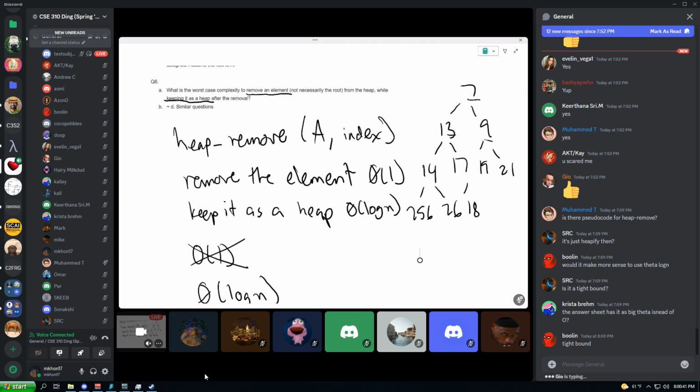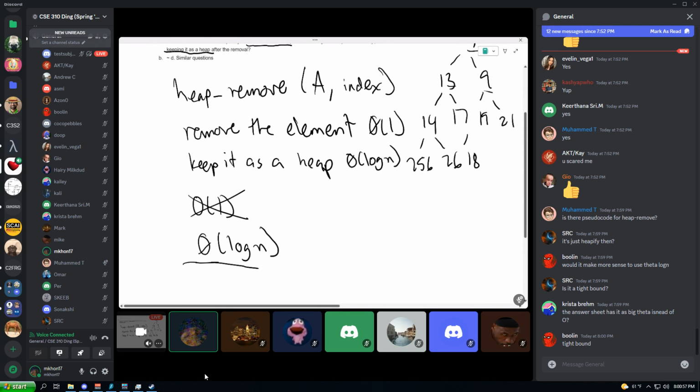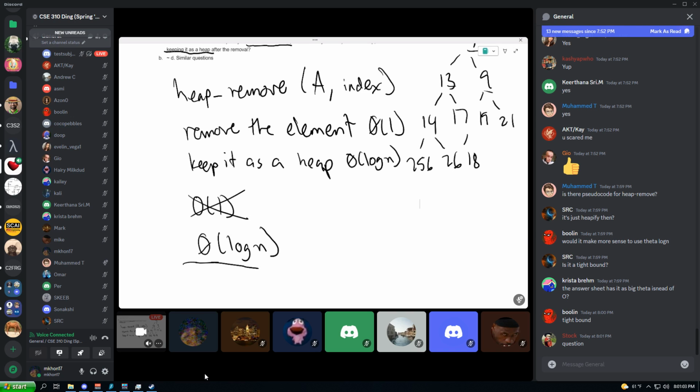It's like 1, 2, 3, 4, 5, 6, 7, 8, 9, 10. That would be 3 times. Yeah, that matches. That's 3 times, floor function. Then yeah, it would have to be theta log n in this case. Does anyone have any questions on this one? Question? Okay.